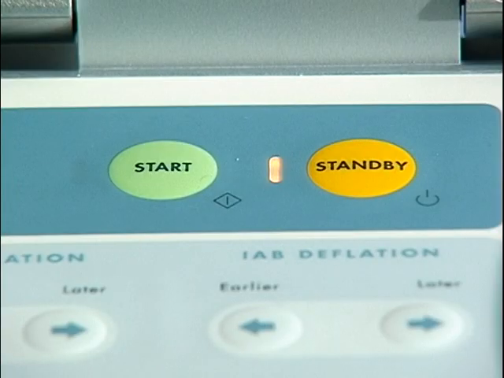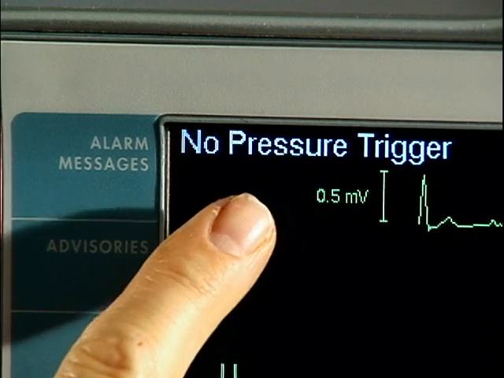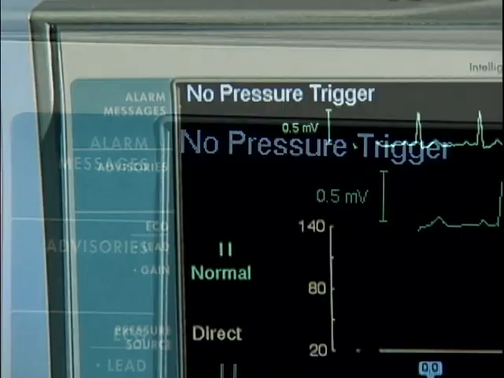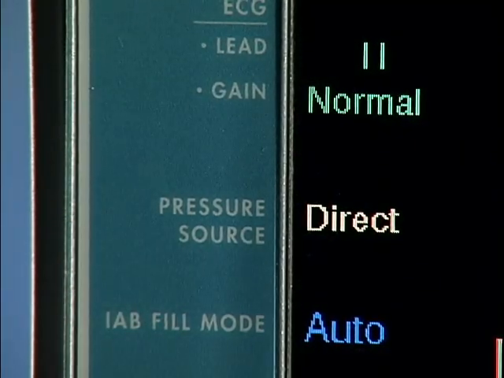Then resume pumping by pressing the Start key. If the message displayed is "No Pressure Trigger," then the probable cause is that a valid trigger is unavailable or lost while in pressure trigger. If a no pressure trigger alarm is sounded, the operator should first verify that the desired pressure source, direct or external, shown here, is selected.